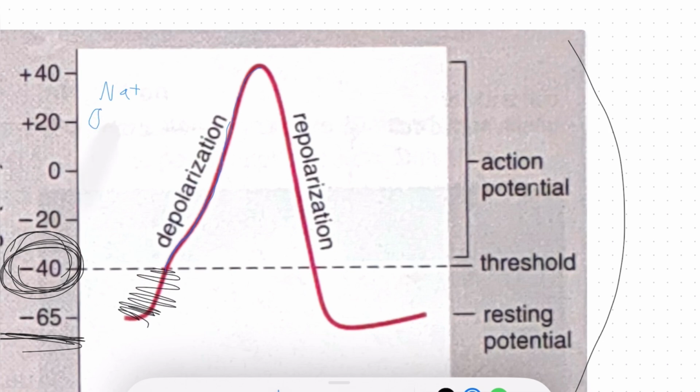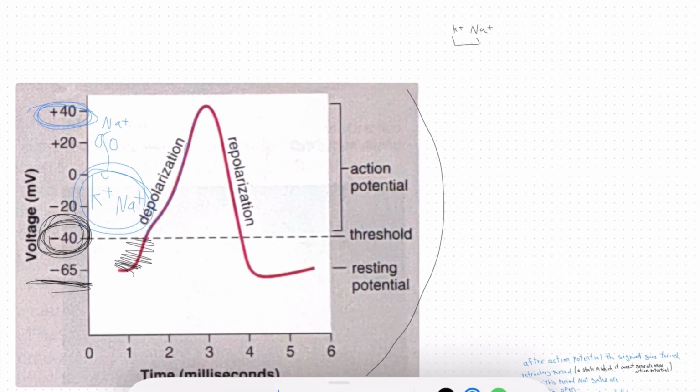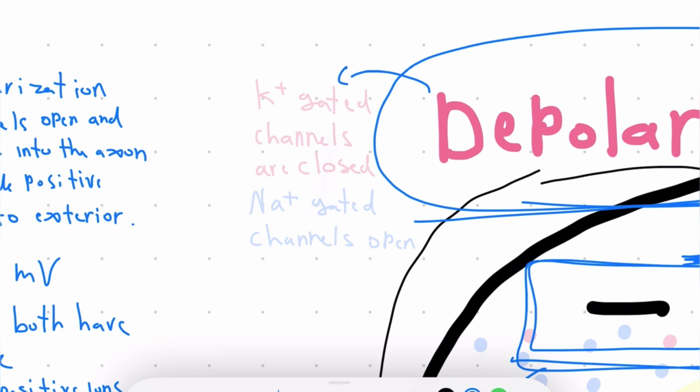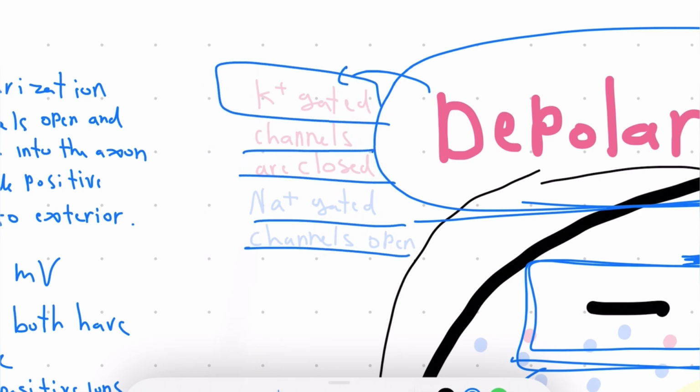Sodium-gated channels open and sodium ions rush into the cell, so there will be a large number of potassium ions inside, and a large number of sodium ions inside. The inside becomes more positive until it reaches positive 40 millivolts. During depolarization, potassium-gated channels are closed and sodium-gated channels open.